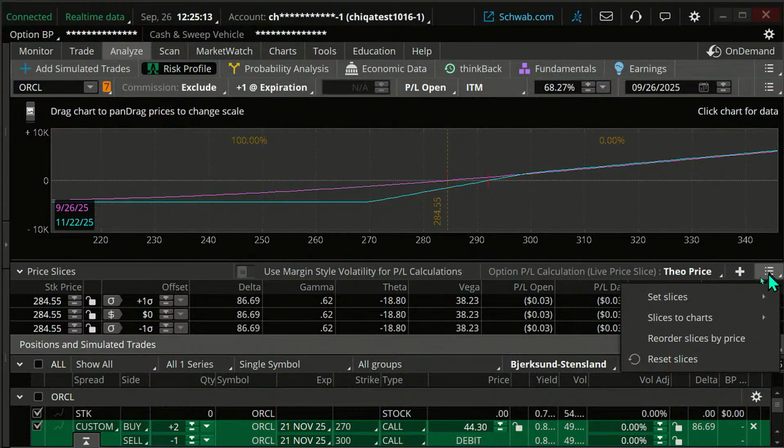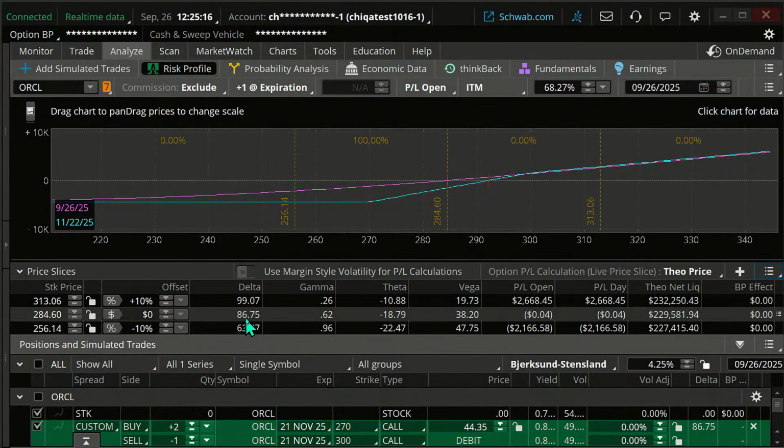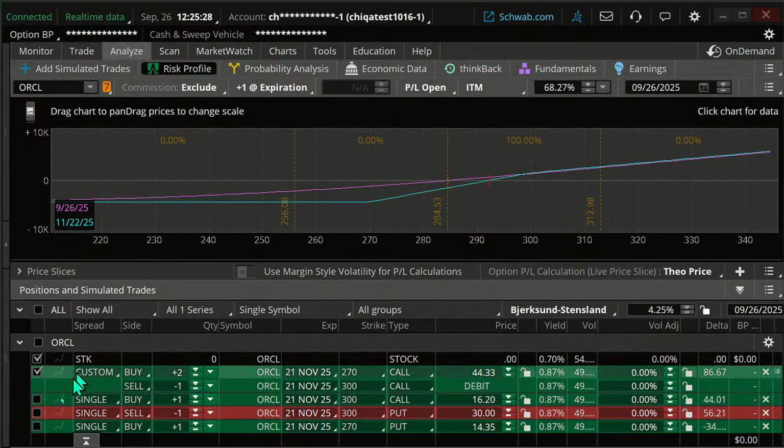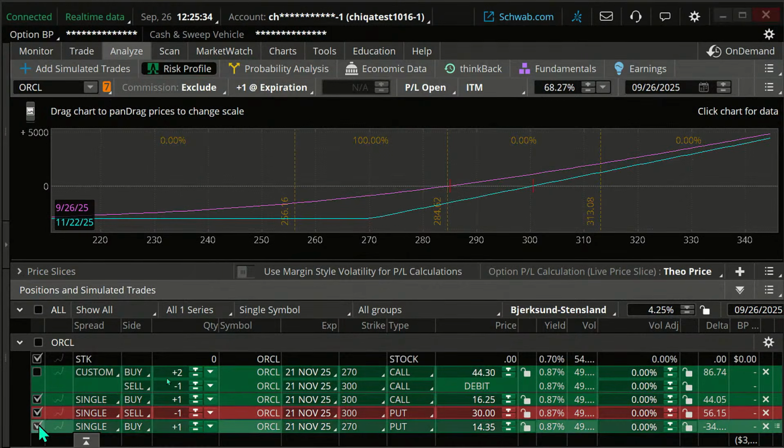Let me reset my slices here. There we go. Delta 86. Gamma, theta, vega. So if I'm comparing this to this, look at the general shape first of all, maybe one thing to compare. Well, you can see they look pretty similar, right? There's a little difference, but they look pretty similar. And so, hence the question from last week of, hey, these are pretty similar, what's the difference? And so we need to go to the next level.